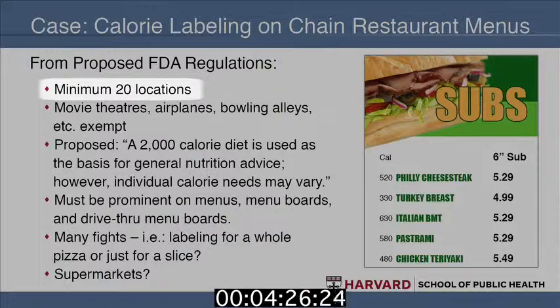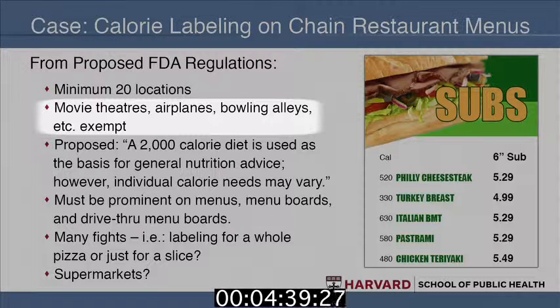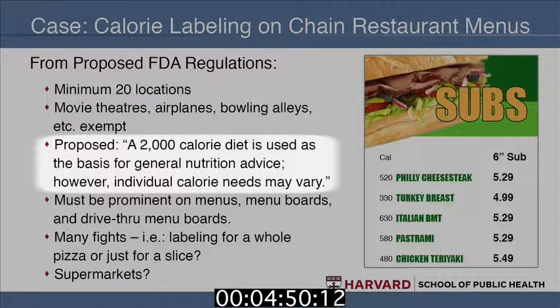Let's just look a little closer at two of these items. One is calorie labeling on chain restaurant menus. The Food and Drug Administration is in charge of implementing this. The statute, the ACA, says it applies to any restaurant chain that has at least 20 locations. So McDonald's, Burger King, Subway, all of them will have it. In the regulations, the administration decided to exempt movie theaters, airplanes, bowling alleys, for example, as not being required to do it.